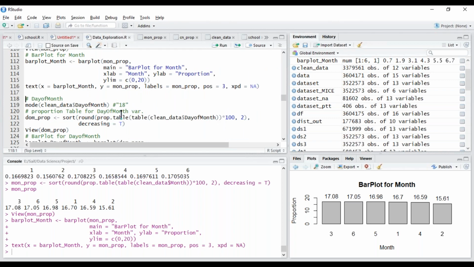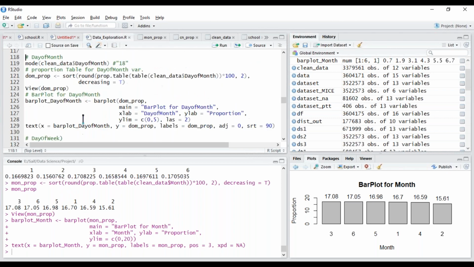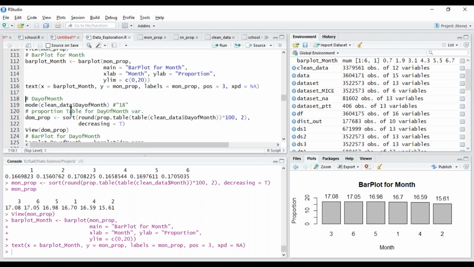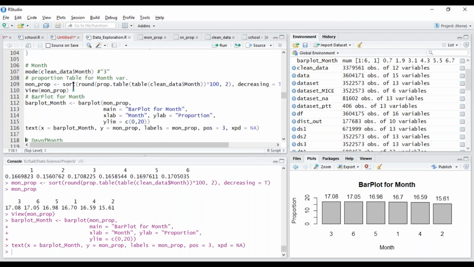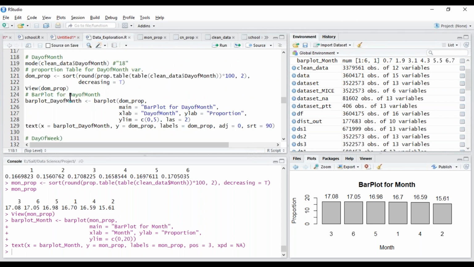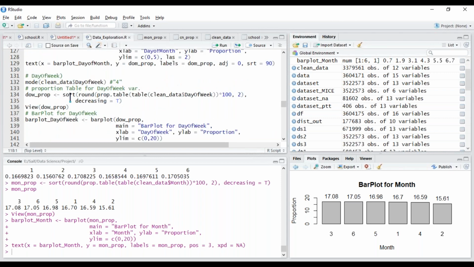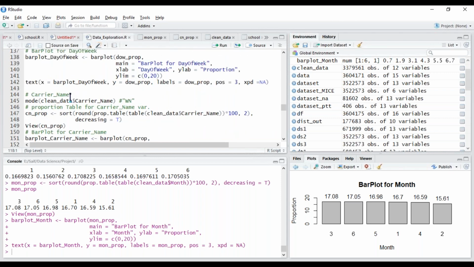So the mode happened to be 18, the mode of month. So we were working on month. Now this is for day of month. Earlier we worked on month, right? Then the day of month. So in that way we perform EDA on the categorical data as well.